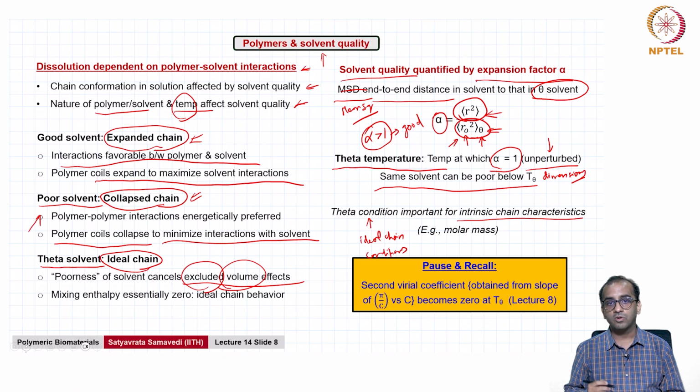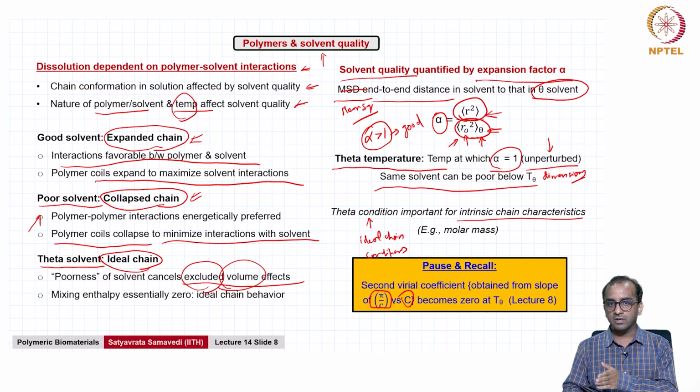And I would like you to also recall another related concept we have seen in lecture 8, where we were looking at membrane osmometry. We saw that that was a way to determine molar mass, and we saw the idea of a second virial coefficient, and at that point I would have said that that has something to do with the nature of polymer-solvent interactions. So in the theta solvent at the theta temperature, the second virial coefficient becomes 0, which you can obtain from the slope of the graph between osmotic pressure over concentration versus concentration.